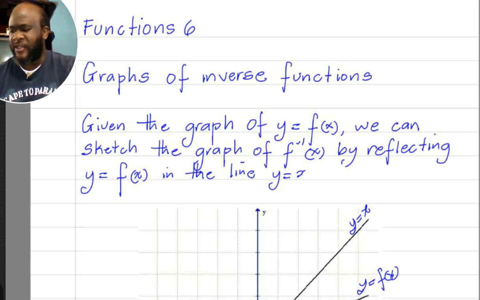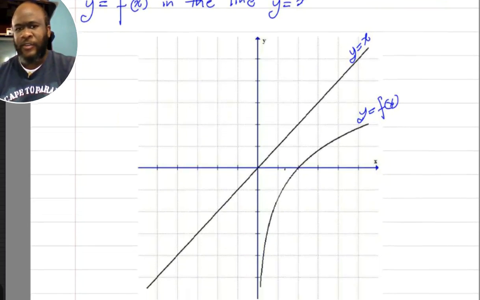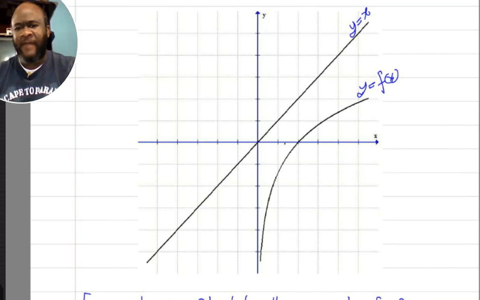All right, let's have a little illustration. So here in this diagram, we have the line y is equal to x, and we have the graph of a function. What we want to do is obtain the graph of the inverse function. All that we're saying here is that if we reflect the graph of the function in the line y is equal to x, we will obtain the inverse function.